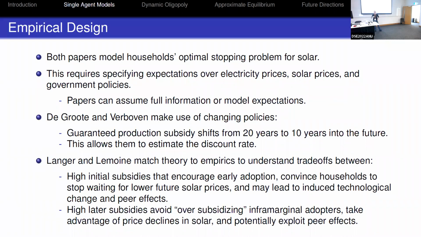The argument for higher later subsidies, of course, is the Leonardo DiCaprio argument: why should we give him money? Because he would have put them on his roof anyway. And also the fact that as those prices decline, there's more bang for your buck in terms of subsidy, right? Now the costs are lower, so $1 per installed watt decreases the price by a much higher percentage. So if we believed that peer effects are substantial, then that's another reason to delay subsidizing.